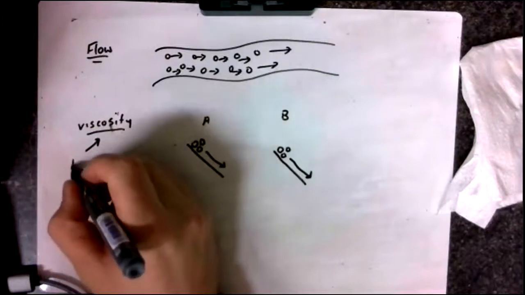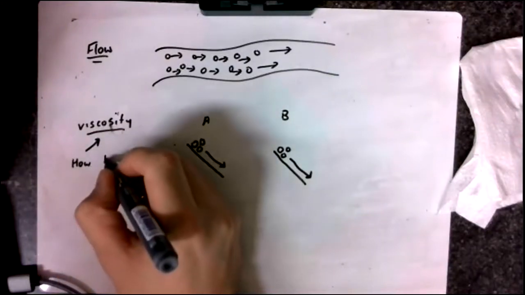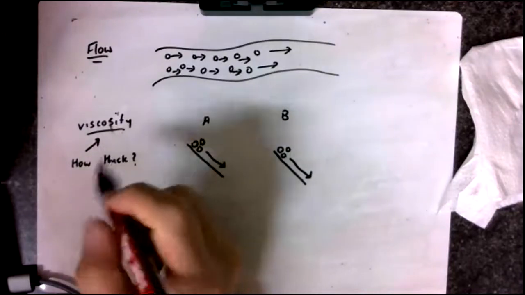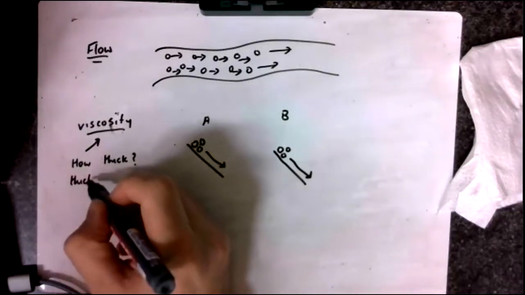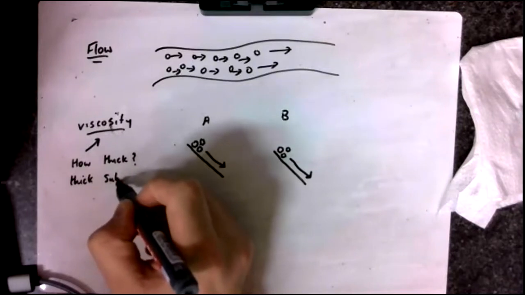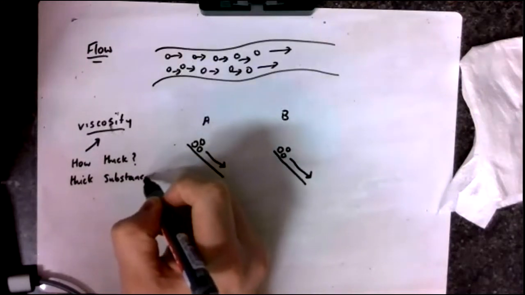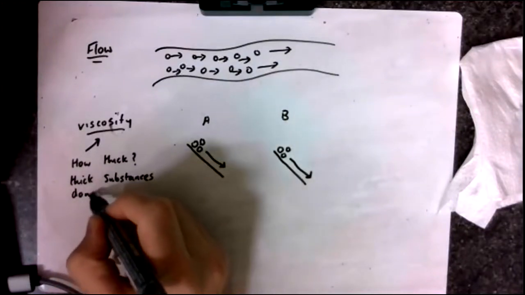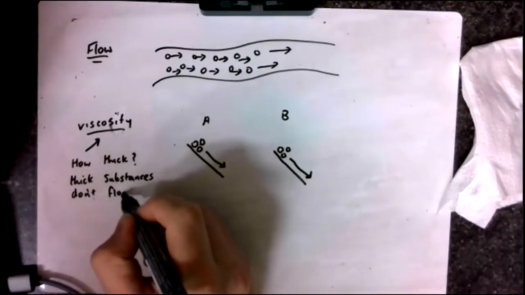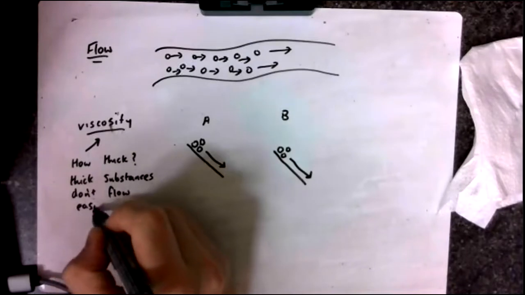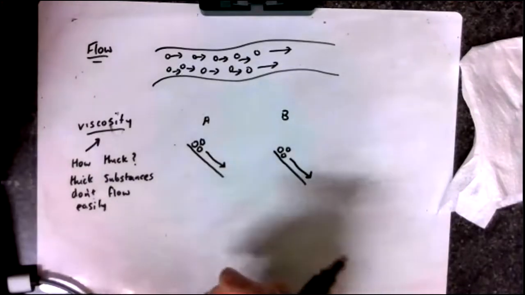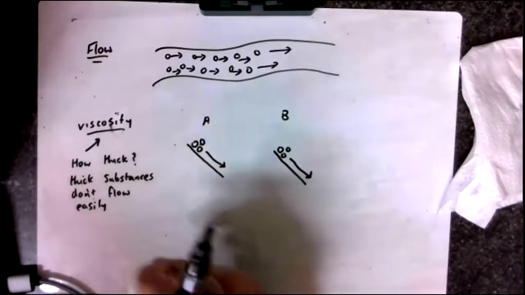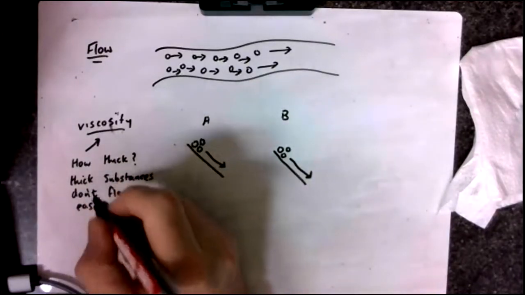So viscosity really means how thick. So how thick, in other words, so thick substances don't flow easily. An example of this would be something like honey. Honey is reasonably viscous. Okay, it's quite viscous if we compare it to something like water.